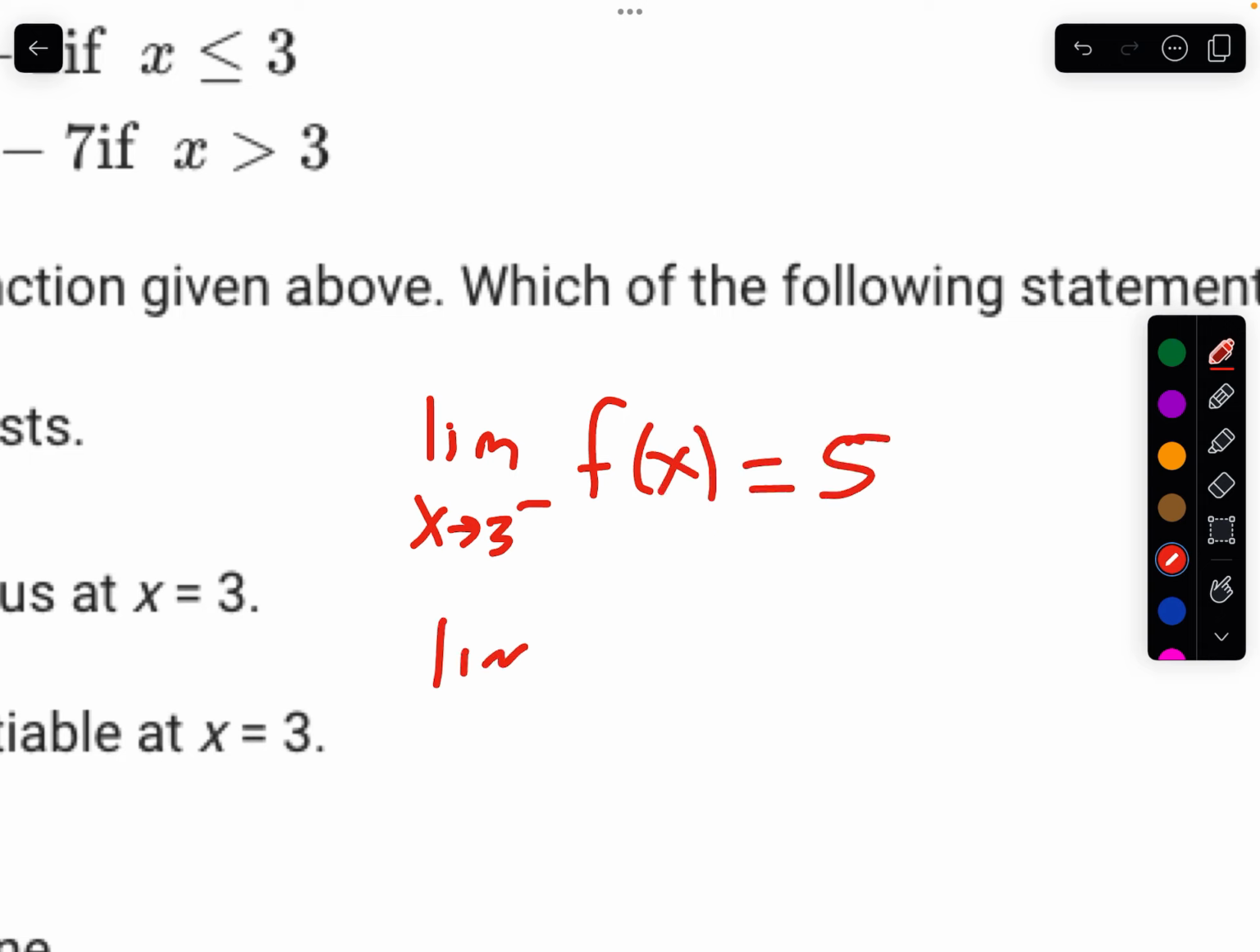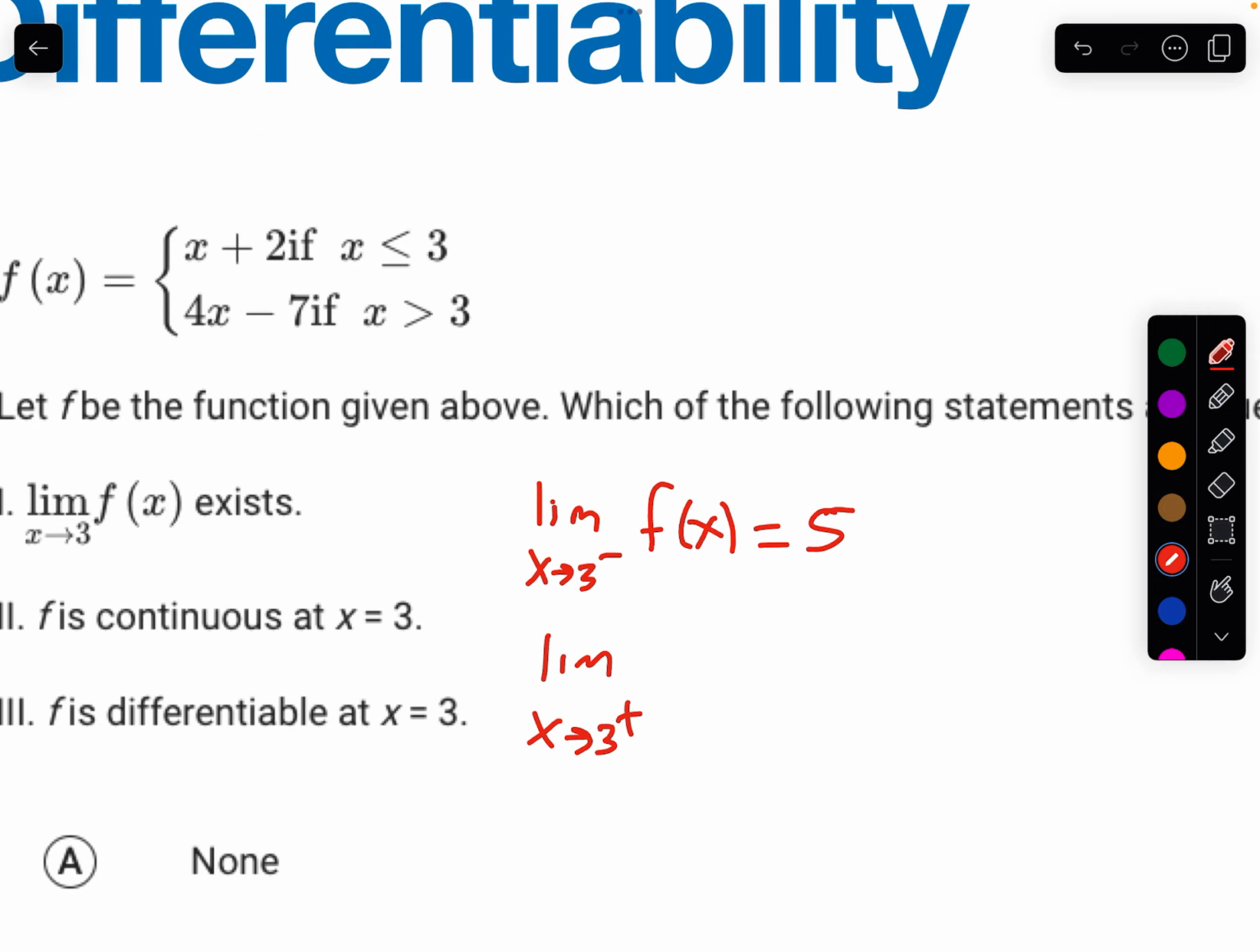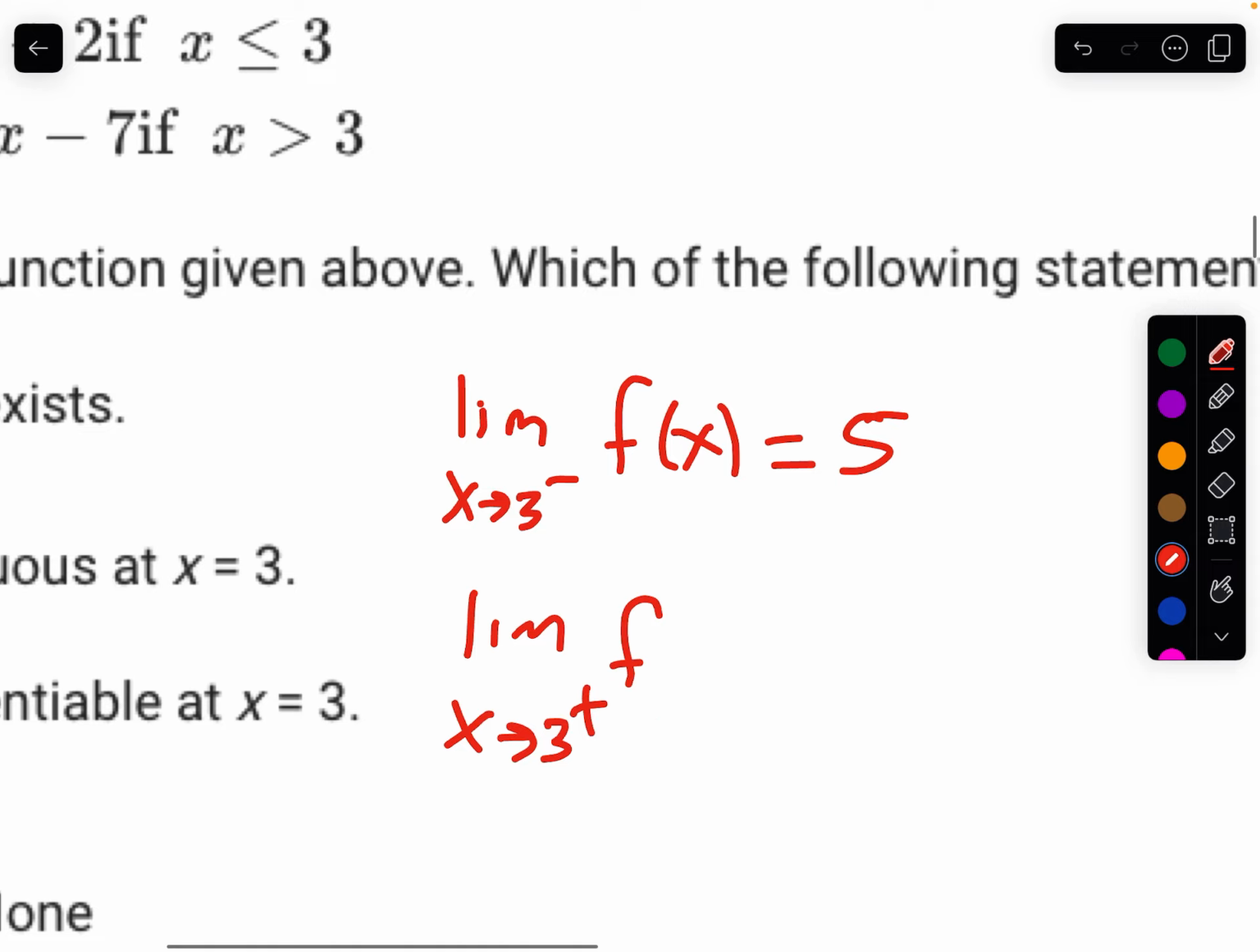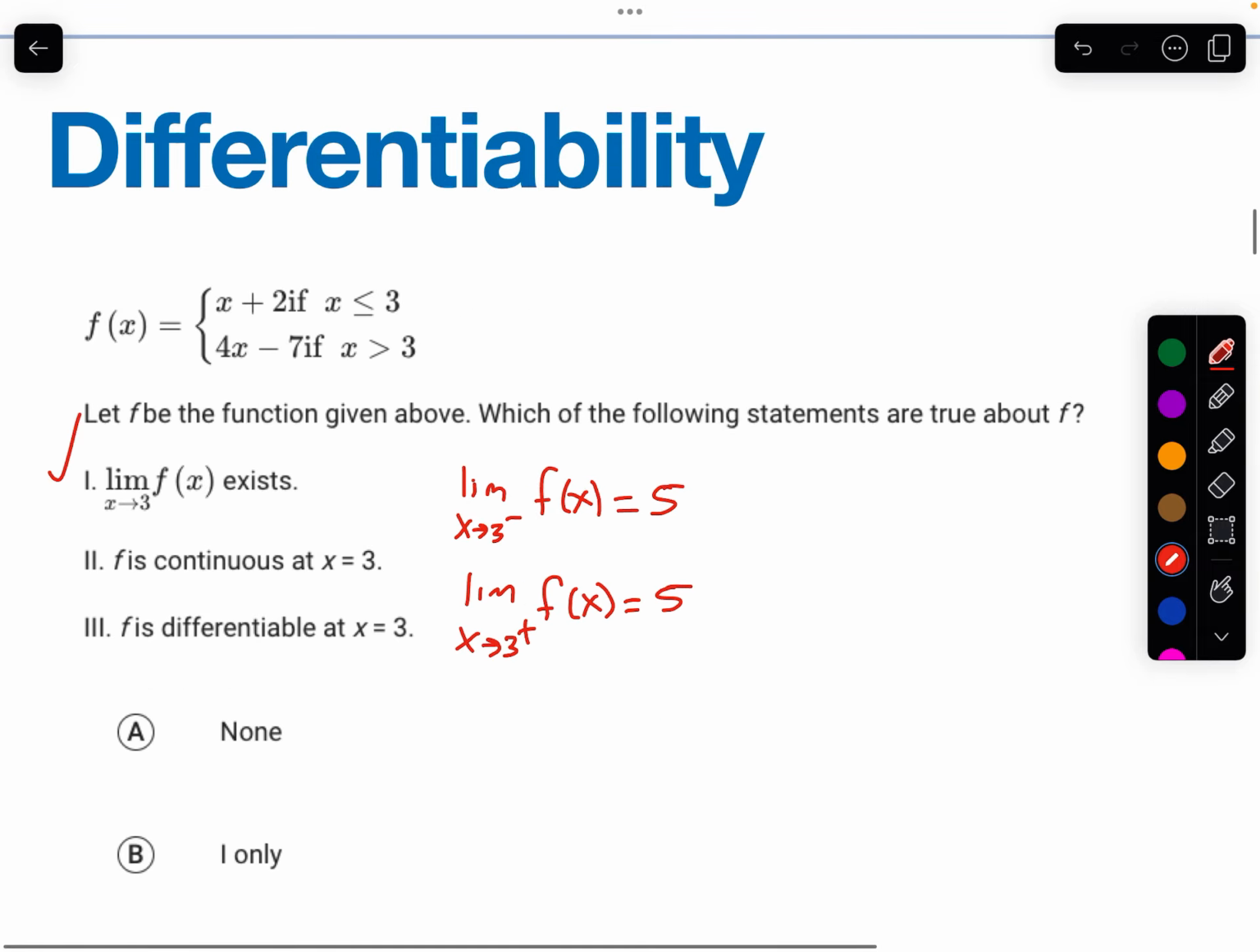Now check the limit as x approaches 3 from the right. Well, from the right, we'd be using the bottom piece of the piecewise function. 4 times 3 is 12. 12 minus 7 is also 5. Okay, this shows that statement number 1 is true. The two-sided limit at x equals 3 exists.